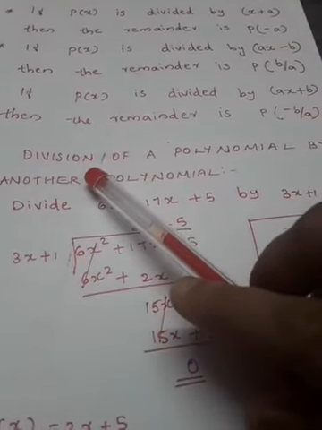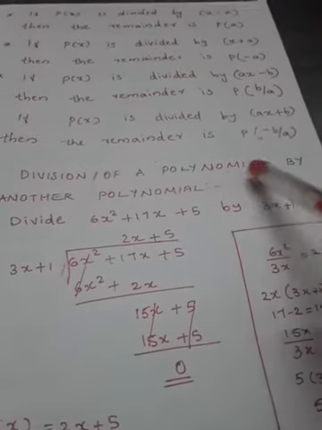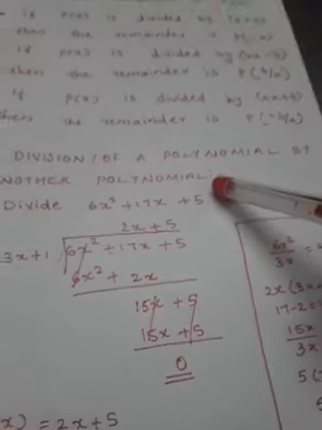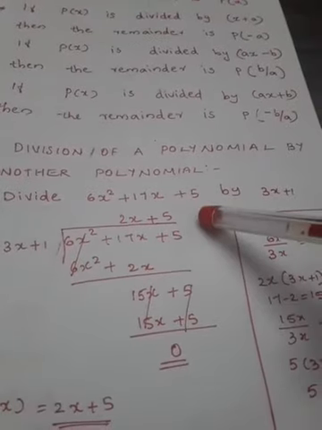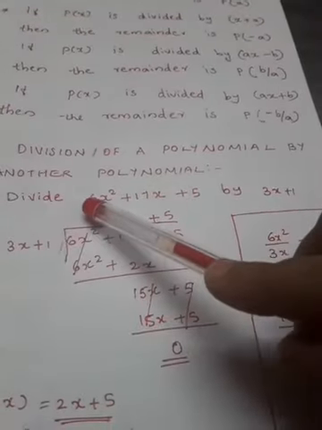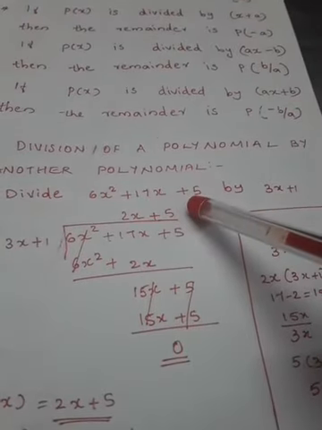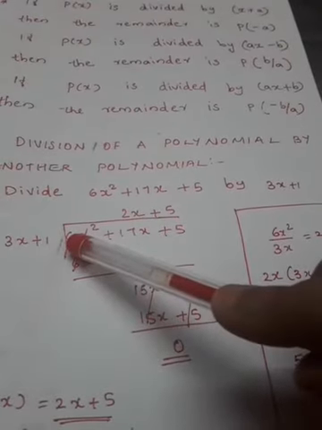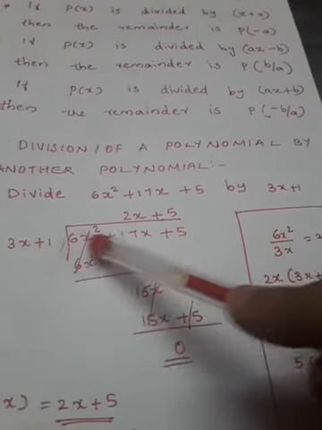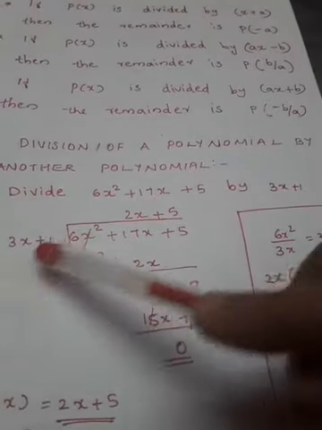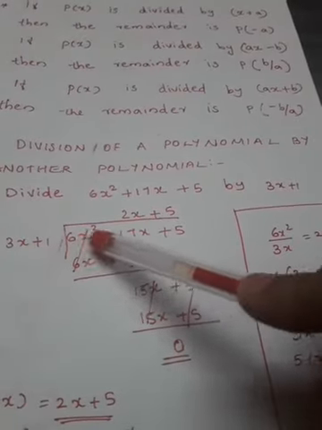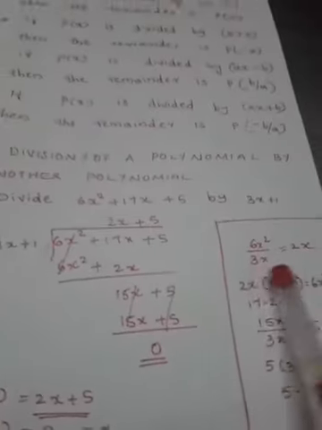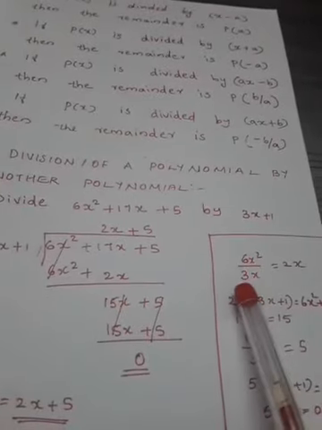Now we can discuss how to divide a polynomial by another polynomial. Long division method. In 8th standard you already studied this, so we can just revise it. For example, divide 6x square plus 17x plus 5 by 3x plus 1. So we should write the divisor outside, dividend inside. Now we should take the first term 6x square and the first term 3x of the divisor. That we should divide first, 6x square by 3x.